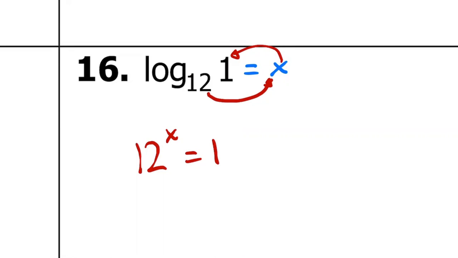Would it be a 0? We talked about this earlier. Yes. X would have to equal 0, or this whole log equals 0, because anything to the 0 power is 1. Okay, always remember that. You're going to see that a lot. Anything to the 0 power is 1.